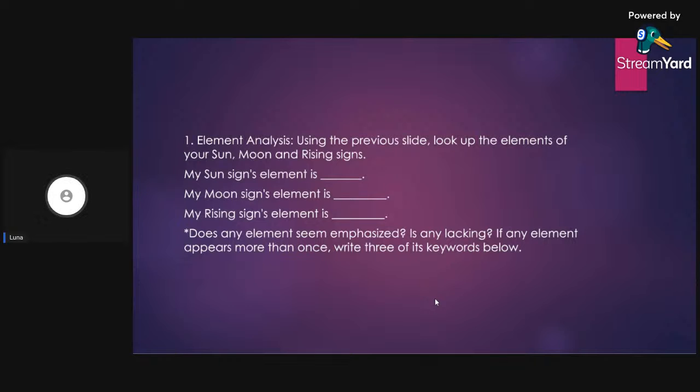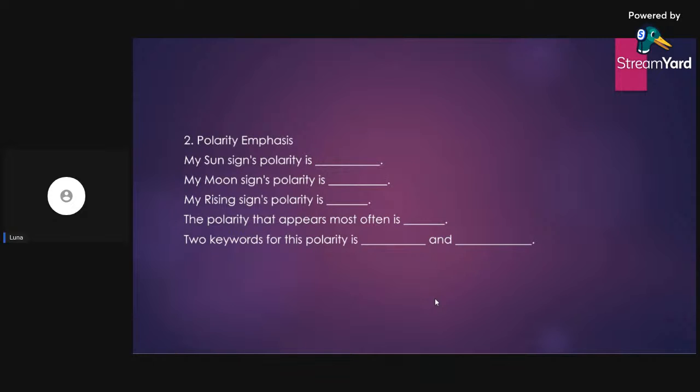Element analysis. Using the previous slide, look at the elements of your sun, moon, and rising signs. My sun sign's element is earth. My moon sign's element is fire. My rising sign's element is water. Does any element seem emphasized? Is any lacking? If any element appears more than once, write 3 of its keywords below. 2. Polarity emphasis. My sun sign's polarity is yin. My moon sign's polarity is yang. My rising sign's polarity is yin. The polarity that appears most often is yin. 2 keywords for this polarity are intuitive and receptive.